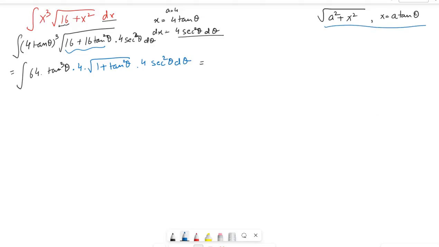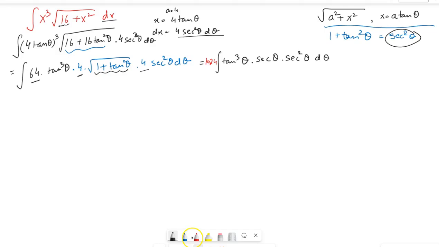You guys should know from your pre-cal that 1 plus tangent square theta can be replaced with secant square theta. That's actually why we make the substitution. Now we have 64 times 4 times 4. 64 times 4 times 4 is 1024. I'm going to keep it out. Tangent cubed theta, and this part was secant square theta, so the square root of that would be secant theta, times secant square theta d theta.